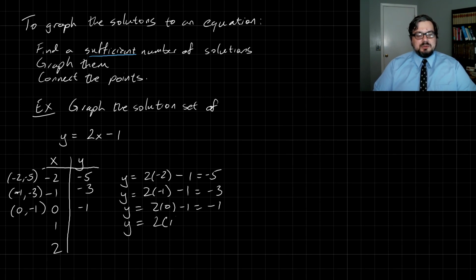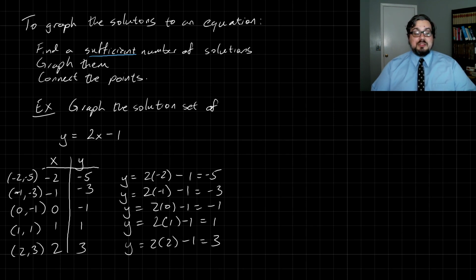Y equals 2 times 1 minus 1, which is 1. So we get the point 1 comma 1 as a solution. And y equals 2 times 2 minus 1 is 3. So we get the point 2 comma 3 as a solution. So we've got a collection of 5 solutions here. Let's go ahead and try to graph them out.